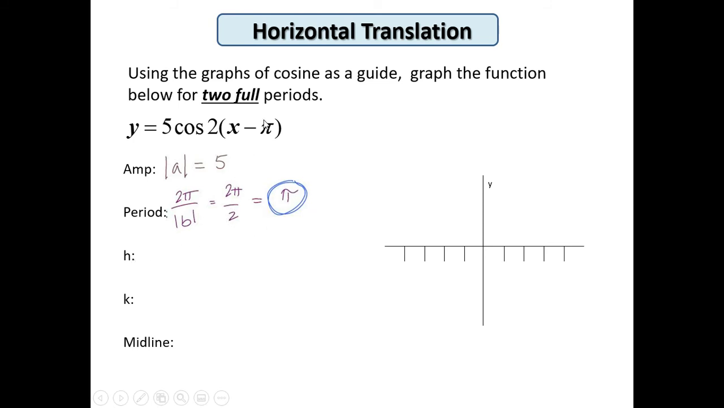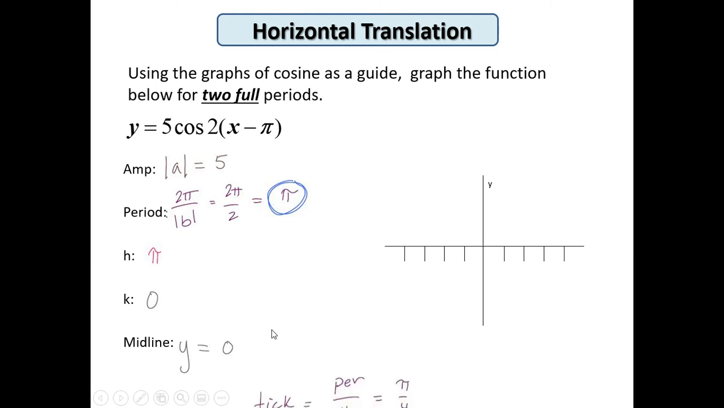My h now is going to be pi. So I'm x minus h, so x minus pi. So I'm going to shift to the right by pi. My k, there is nothing out here, so there is no k, so it's 0. So my midline is still y equals 0.